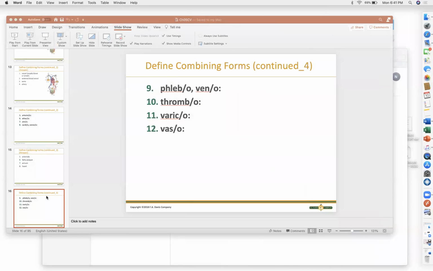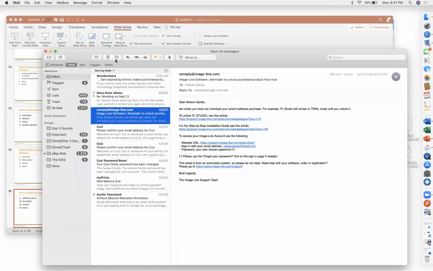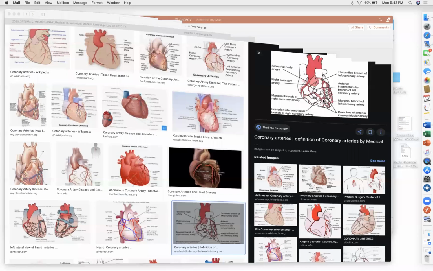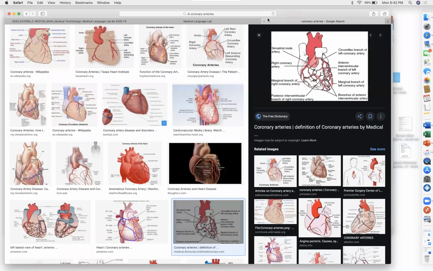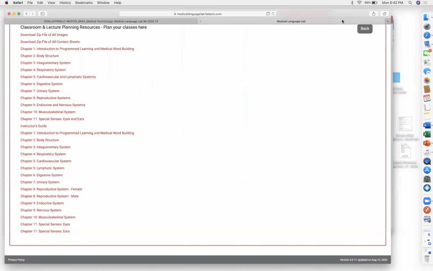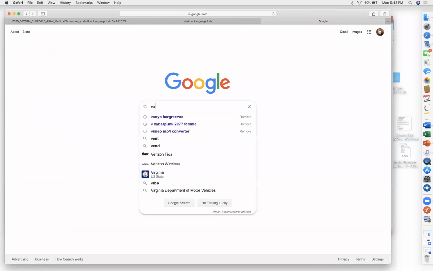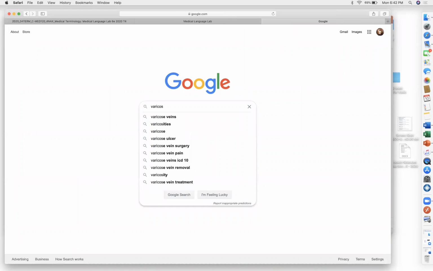And I wish more people would live that way, because a lot of us are living in fear because of what's going on. And we don't do that kind of thing, do we? We live on data and on real things. So let's look at varicosities, or varicose veins.